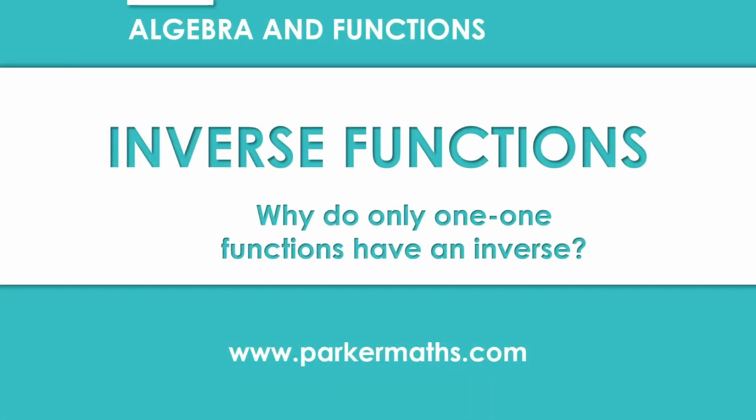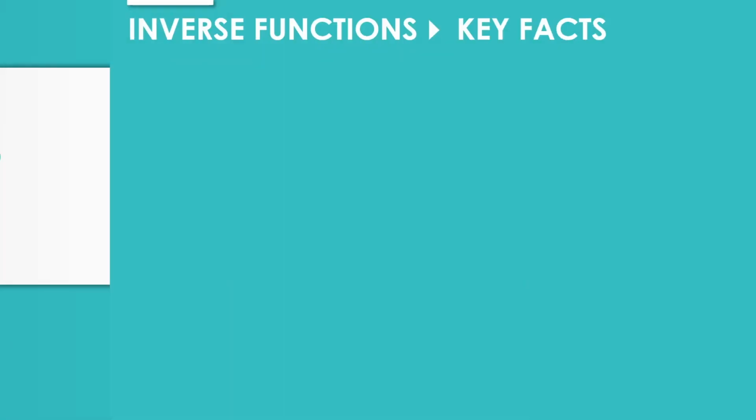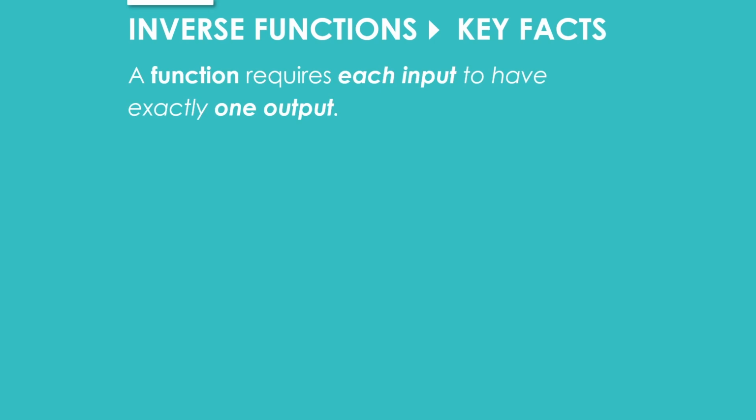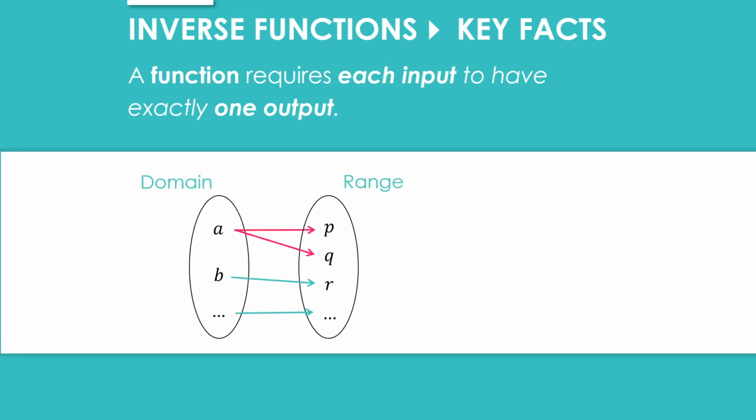Okay, in this video we're going to be answering the burning question, why is it that only 1-1 functions have an inverse? To begin with, we're going to think about our definition of a function. We know that a function requires that each input has exactly one output. Let's look at a mapping diagram of something that's not a function.